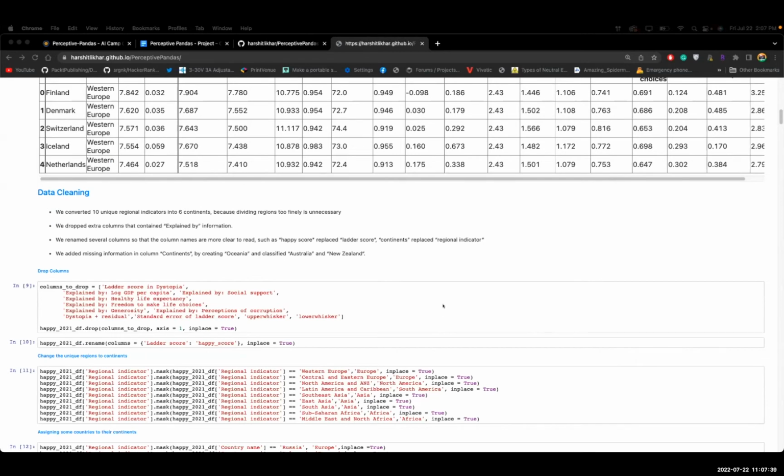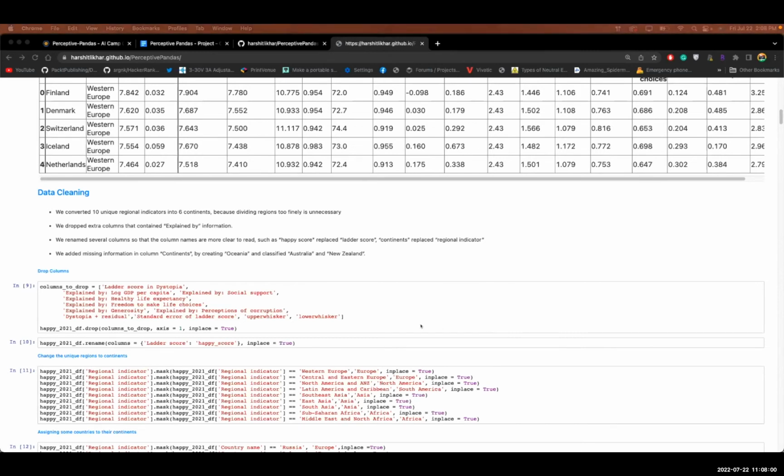We converted 10 unique regional indicators into 6 continents because dividing regions too finely is unnecessary. We dropped extra columns that contained explained by information. We renamed several columns so that the column names were more clear to read, such as happy score replaced ladder score, and continents replaced regional indicator. We added missing information in column continents by creating Oceania and classified Australia and New Zealand.